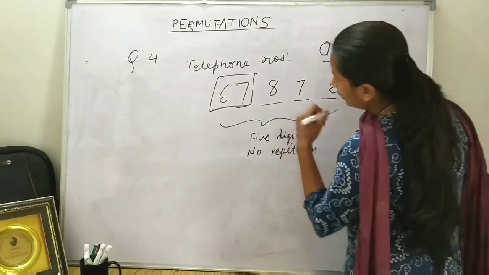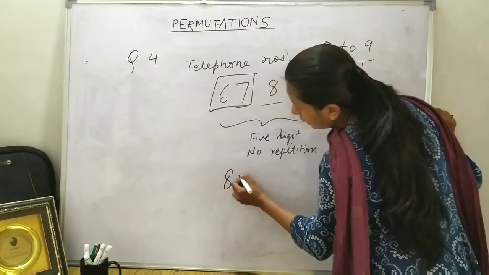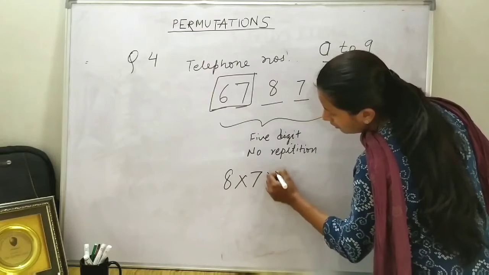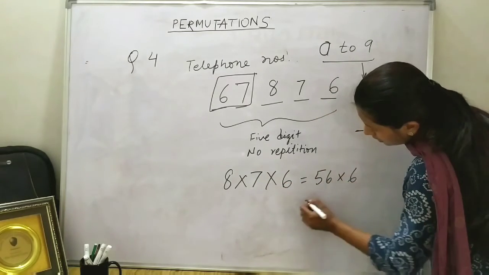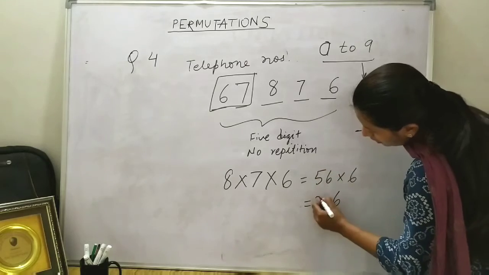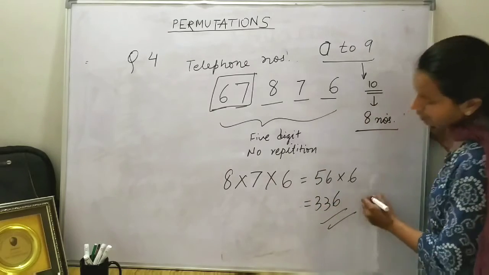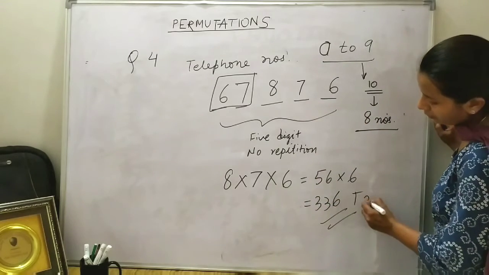So the number of telephone numbers we can get is 8 into 7 into 6, that is 56 into 6, which is 336 telephone numbers.